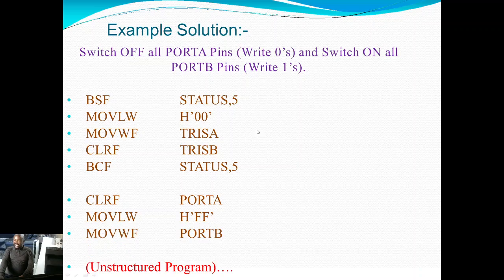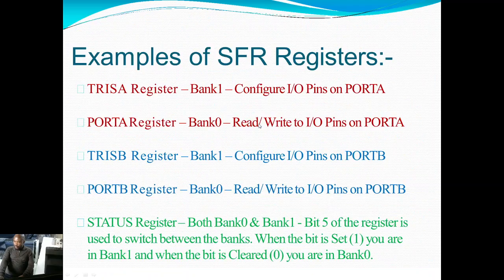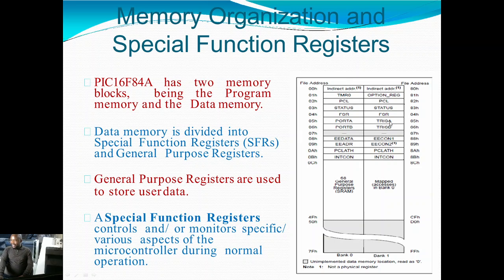Now, in bank 0, can we access the trace register? No. Let's look at this. The trace register is in bank 1. When we are in bank 0, we access the port register. Even though I said move to trace A, the fact that I'm in bank 0 means I'm actually accessing port A instead of trace A. So if I'm in bank 0 and write to the trace register, I will not successfully write to it; I will actually be writing to the port register, because I'm in the wrong bank.